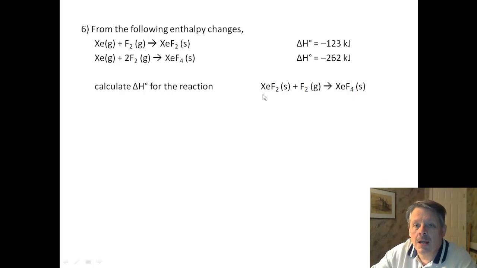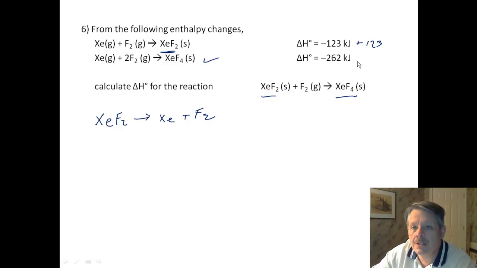Let's see, I'm looking for XeF2. The only place it is right there, so it's on the wrong side, so I have to flip this to become positive 123. All right, so let's rewrite that. Let's flip it. So that's XeF2 becomes Xe plus F2. And my other one, I'm looking for F2. That's in both places. I leave it alone. XeF4, that's correct as is, so I leave that as negative 262. So that's going to be Xe plus 2F2 gives me XeF4.